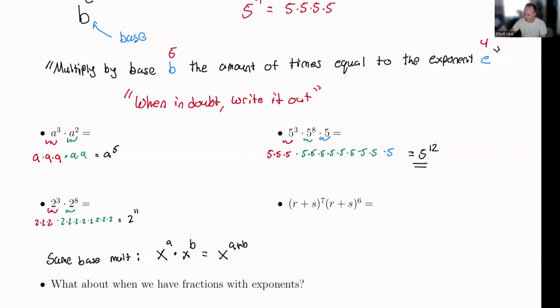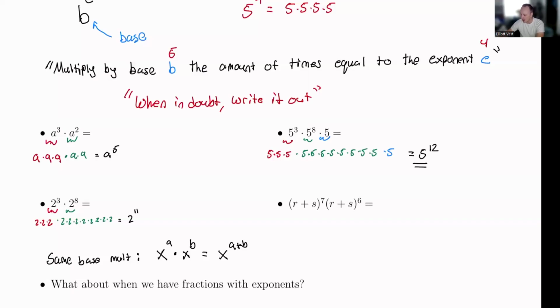And let's check. We have the same base. We're multiplying these together. I have 3 plus 2 is 5. So I could have just done a to the 3 plus 2 power or a to the fifth. I didn't have to write it out, but it works when I write it out. For one like this, I have 2 to the 3 plus 8 power. Oh, that's 2 to the 11th. But it comes literally from this.